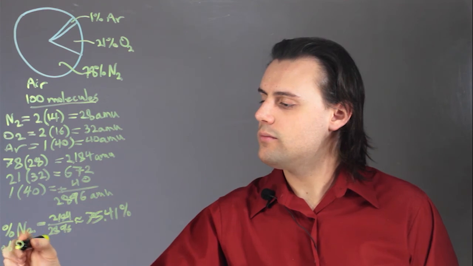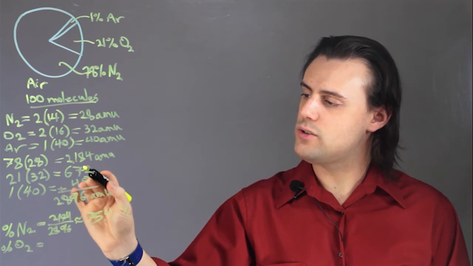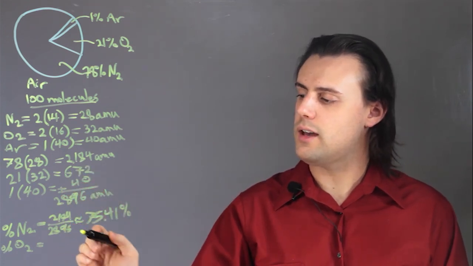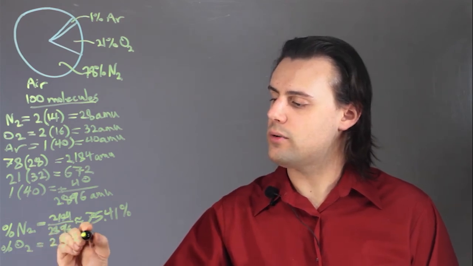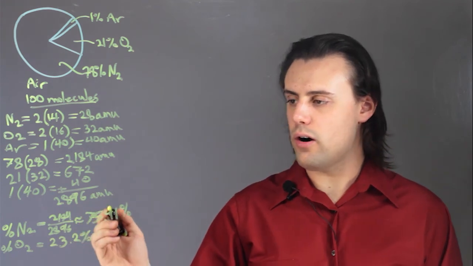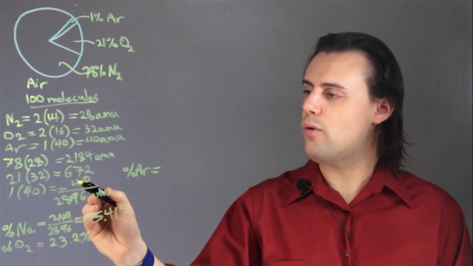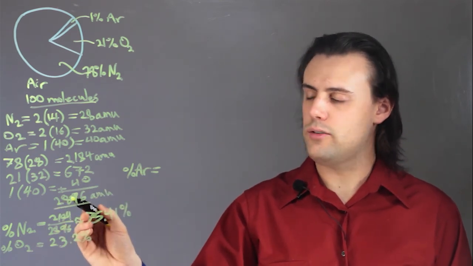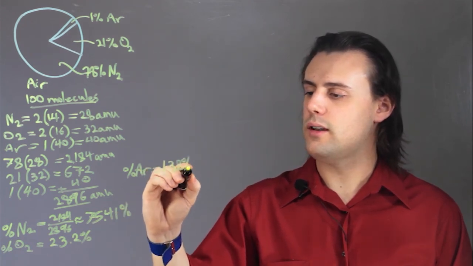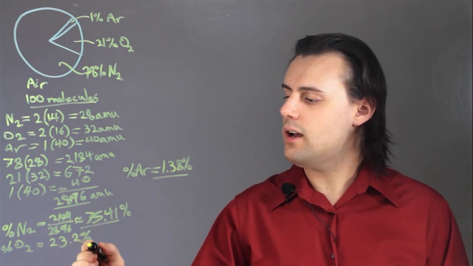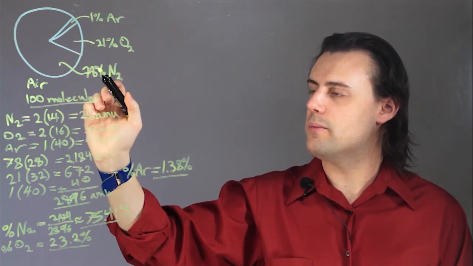Percent oxygen is likewise going to be approximately 672 AMU divided by 2,896, and we end up with 23.2%. And finally, for argon, percent argon is going to be equal to, by mass, 40 divided by the total mass, 2,896, and we get approximately 1.38%.